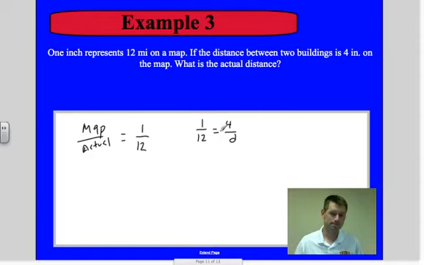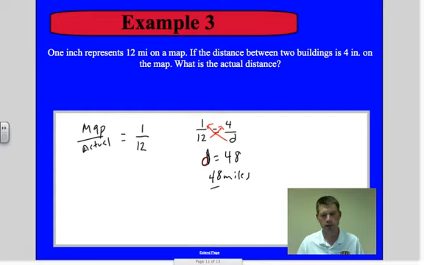So what do we do? That's right, we cross product. If we haven't drilled this enough, we'll keep doing it. We have 1D, and that's equal to 12 times 4, which is 48. So the distance on the map is 48, which means that we went 48 miles. We do need, again, units on that. Don't lose points because you didn't put units. And again, you can actually work that out by plugging in 48 and simplifying.